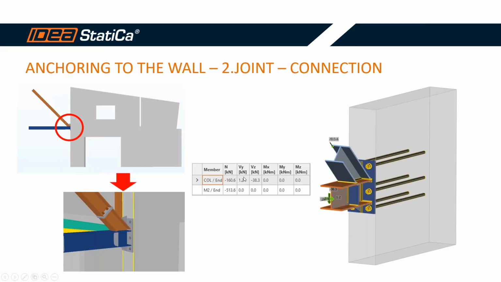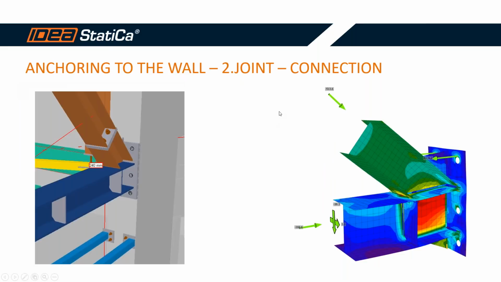But we received only pure compression force which is transferred through the base plate to the concrete wall. You can see from the analysis we received the forces in the anchors, but the tensile forces were only in the two top anchors. The other anchors are under compression.